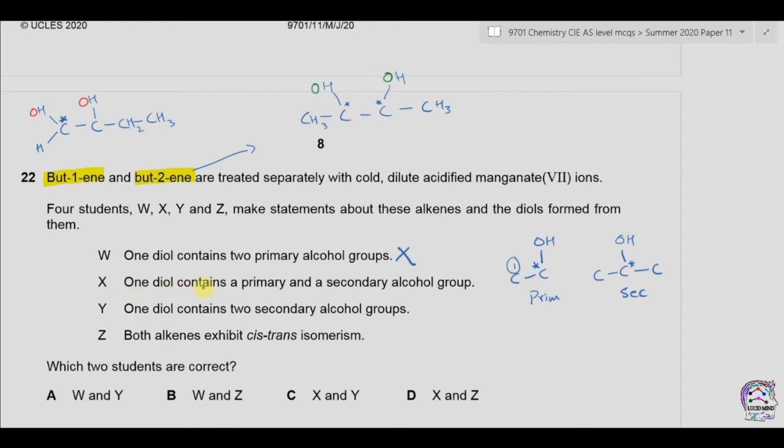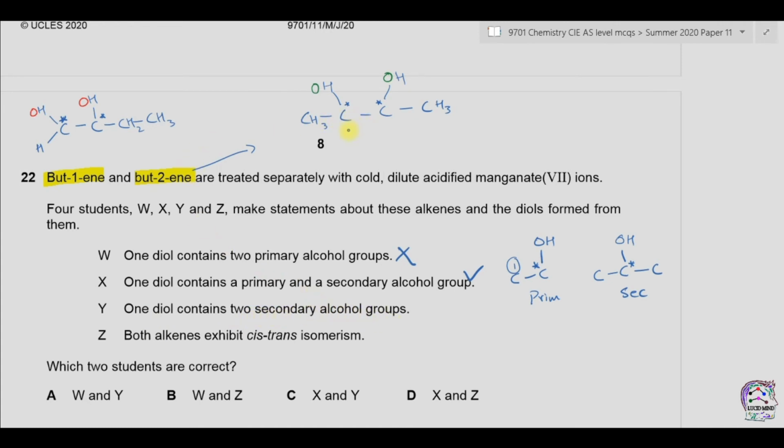X says one diol contains a primary and a secondary alcohol group. This is correct because the first but-1-ene consists of a primary alcohol group and also a secondary alcohol group, because this carbon is further connected directly to two carbon atoms. So this is correct. Y says one diol contains two secondary alcohol groups.